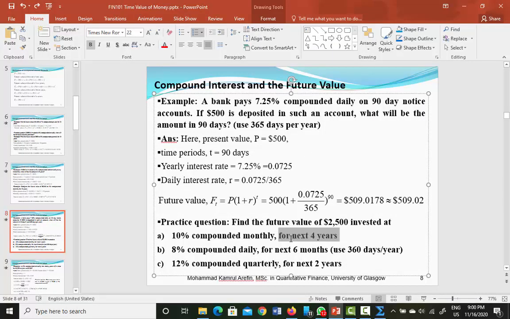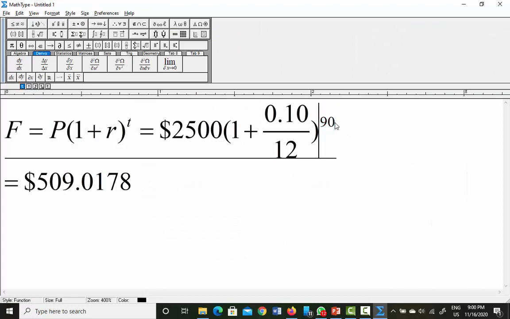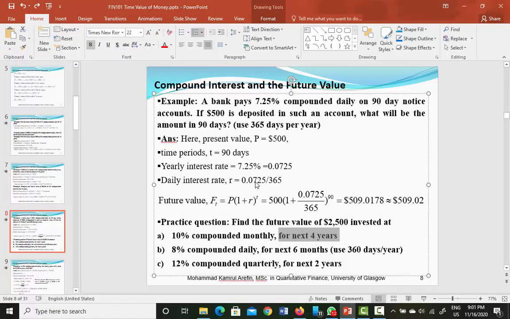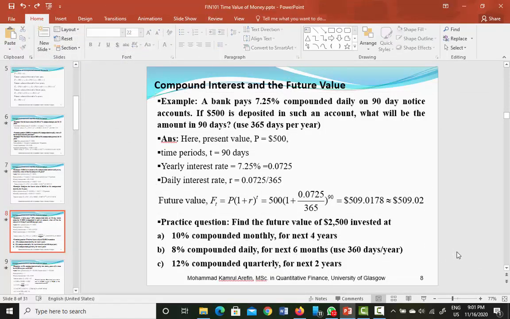Period of investment is 4 years. In 1 year we have 12 months, so in 4 years we will have a total of 48 months. So if you calculate, 2,500 bracket 1 plus 0.10 divided by 12 bracket close power 48, we will get $3,723.3852. So that's the future value. Similarly, you can solve the other two problems also.